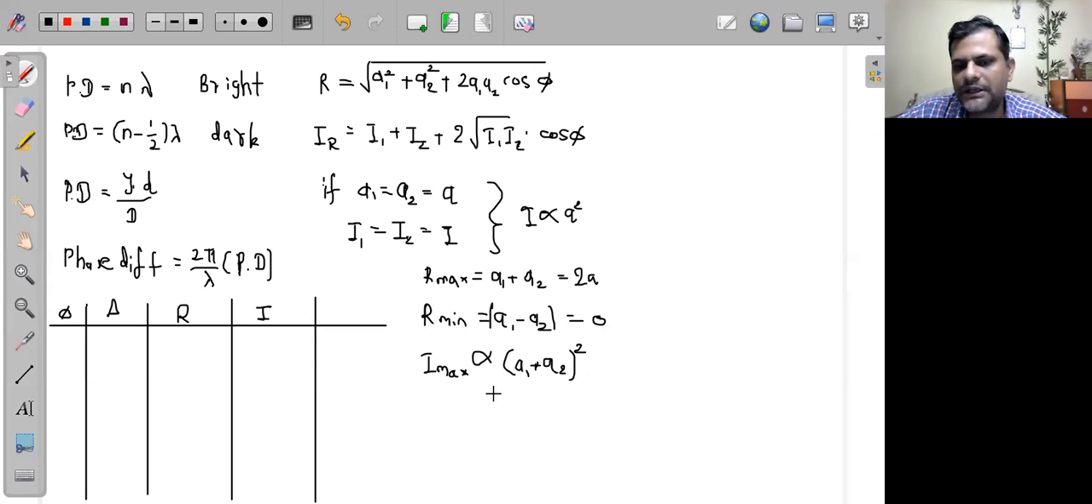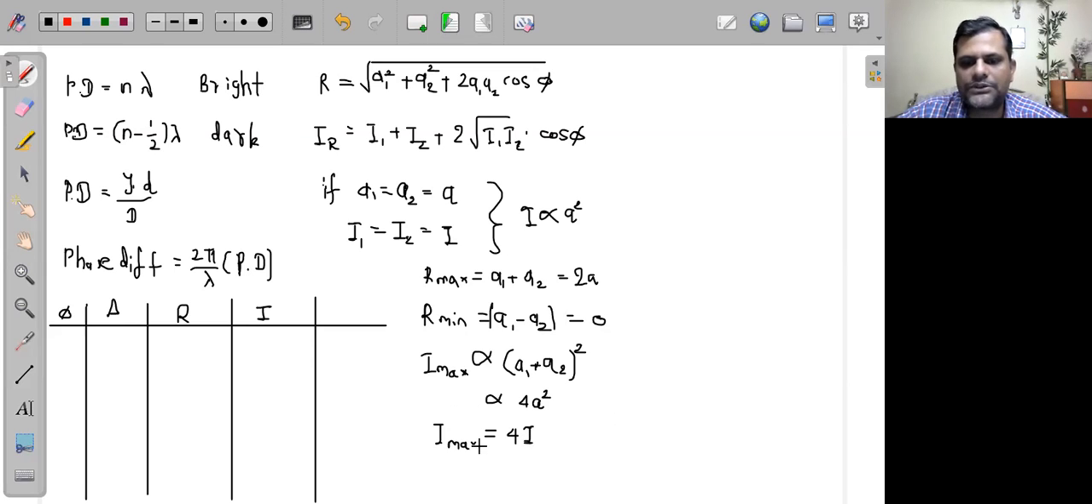In case when A1 and A2 are equal, this I max is proportional to 4A square, because A1 plus A2 will be 2A, and 2A whole square gives us 4A square, which we can call 4 times I. So the maximum intensity in case of an interference pattern will be equal to 4 times the intensity of any one of the interfering beams. So I max is equal to 4 times I, we can say.